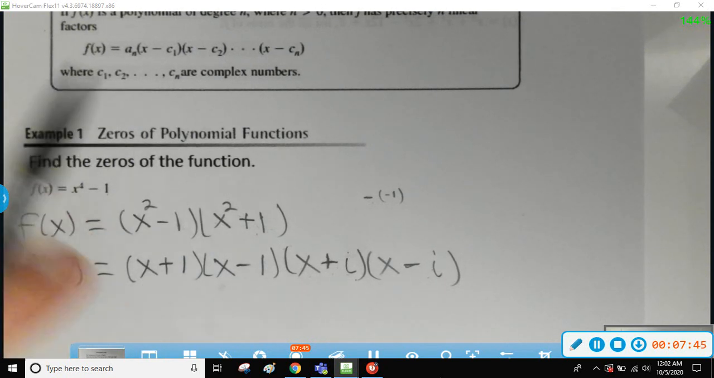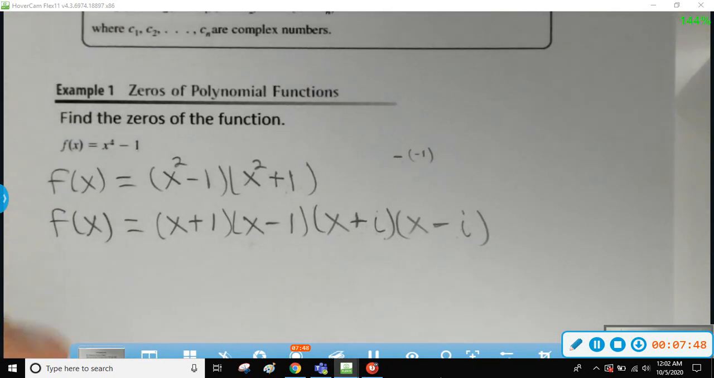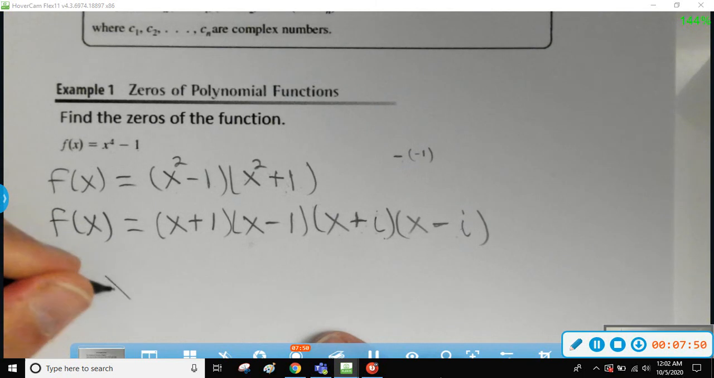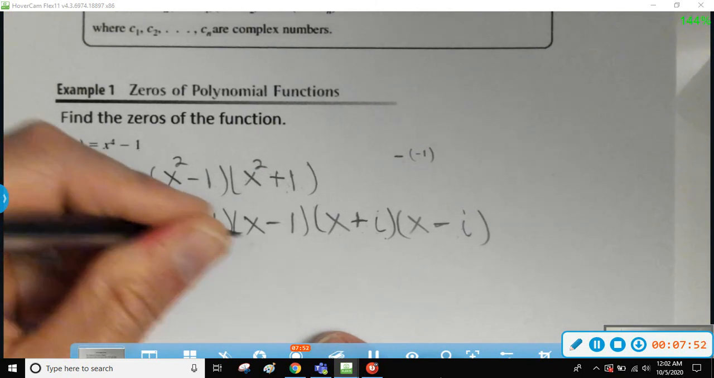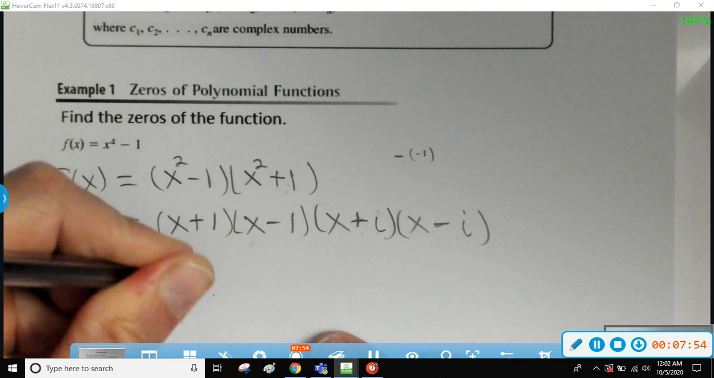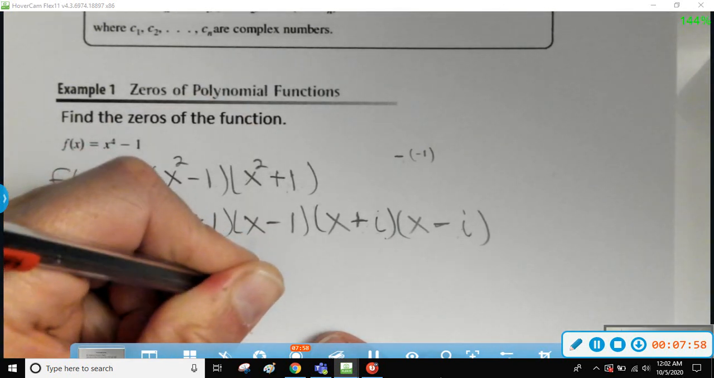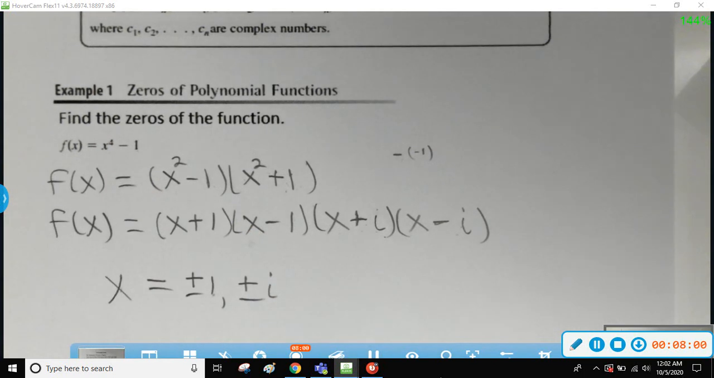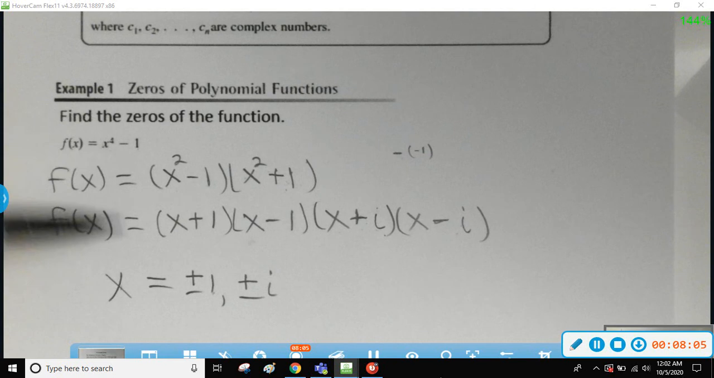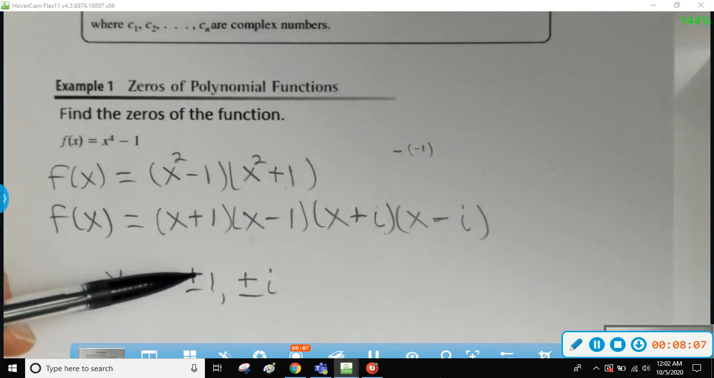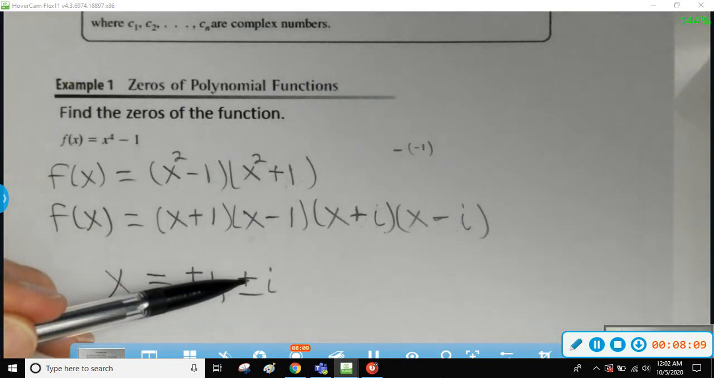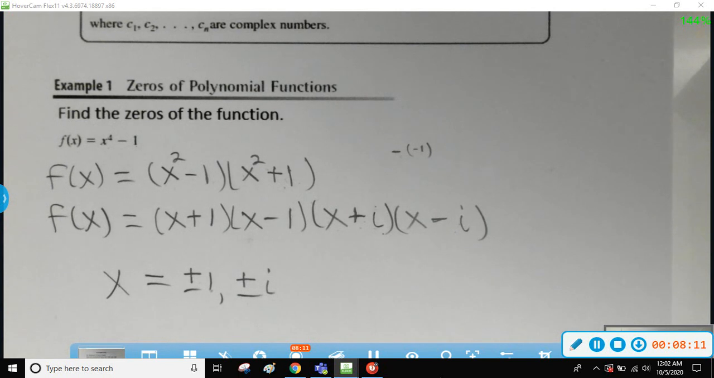All right? And so now that we factored this thing down completely, we can actually write out the zeros and get our answer. So what are our zeros? Well, it's plus and minus 1, and it's also plus and minus i. And so let's see that it fits the fundamental theorem. This was a degree 4. We've got 4 zeros: 1, negative 1, i, and negative i. And then those are your 4 answers. Okay? Let's try another one.